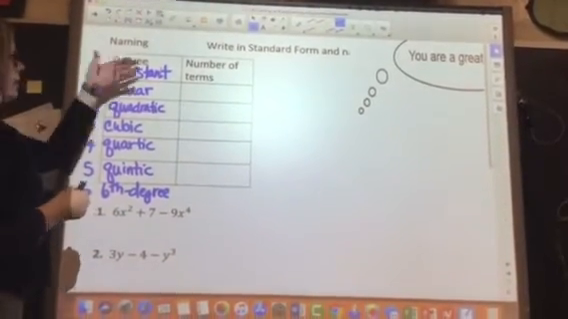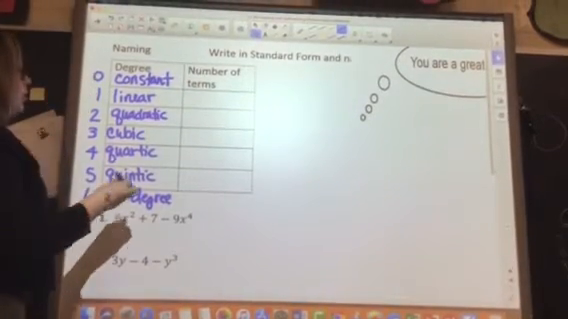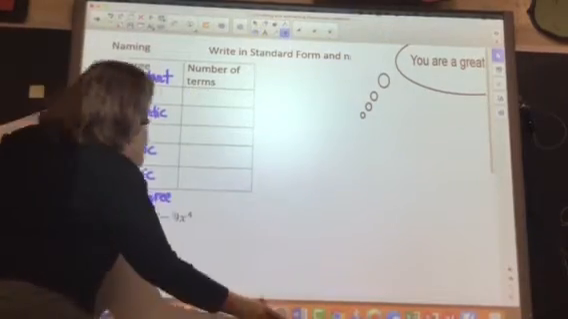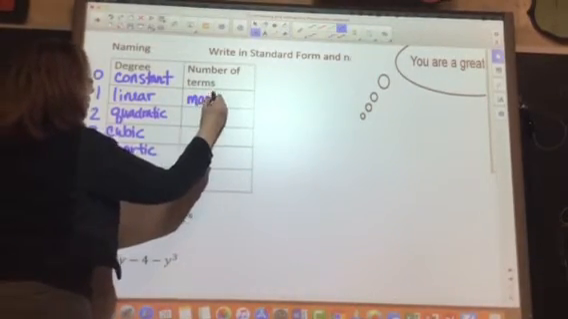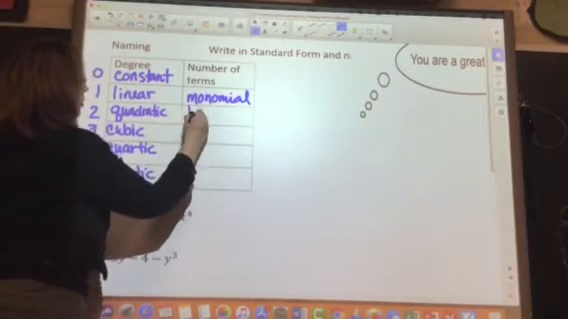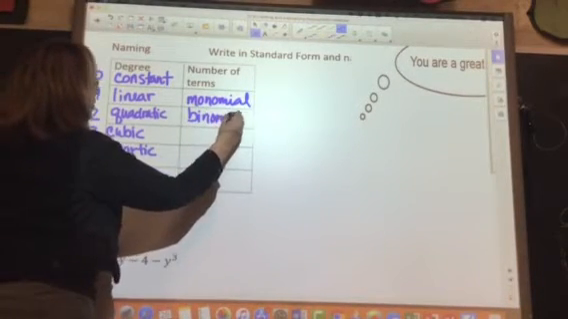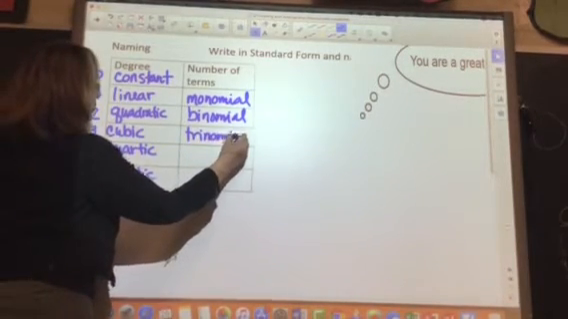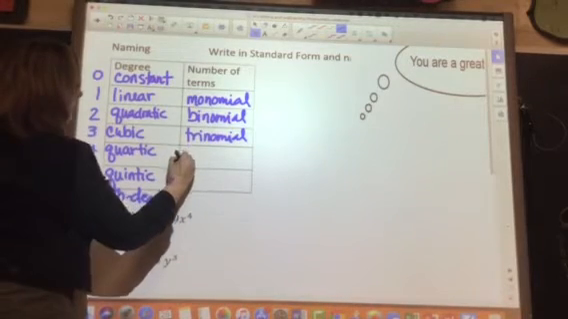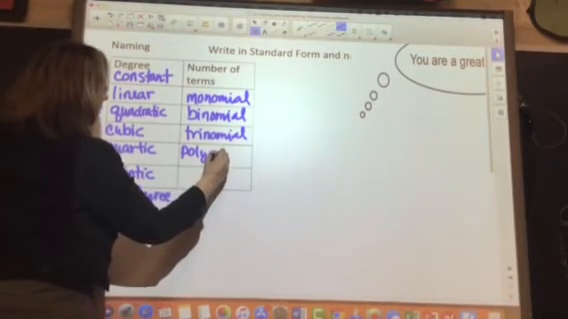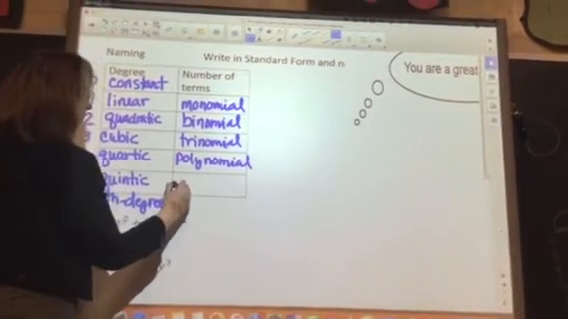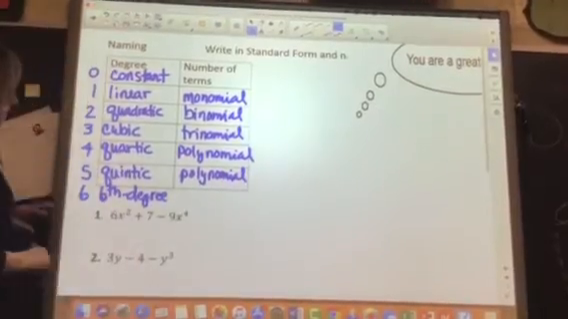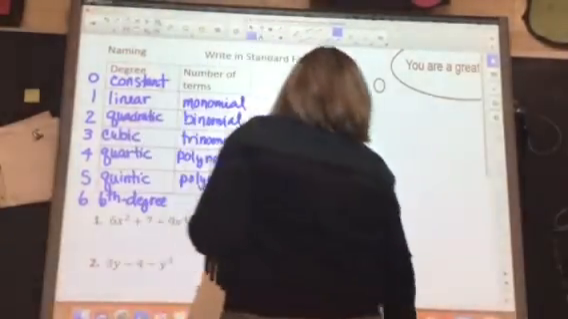Number of terms. So if it doesn't have any terms, it's not anything. If it has 1 term, that's called a monomial. 2 terms, binomial, 3 terms, trinomial, 4 terms, poly, meaning many, nomial, and anything after 4 is going to receive the name of a polynomial. Okay?